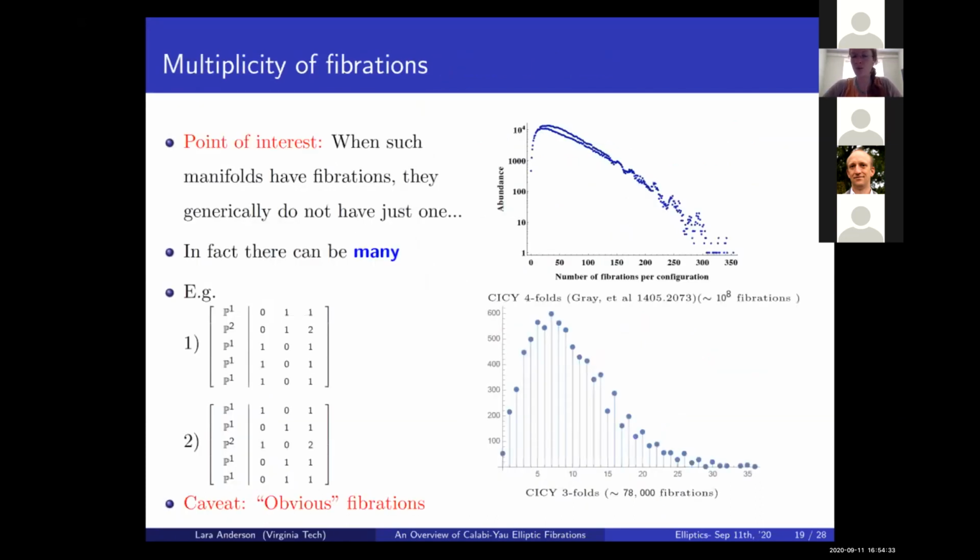Point of interest: when you see an obvious fibration of this type from the algebraic description of the manifold, typically there isn't just one, there can in fact be many. So when you write down a CICY manifold of this type, remember that the order of the ambient space projective space factors and the order in which I write the defining equations are totally arbitrary. So I'm free to rearrange rows and columns as I like.